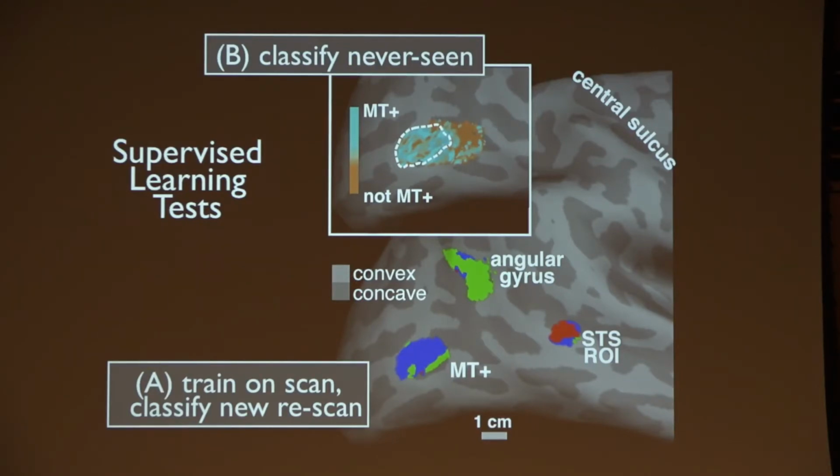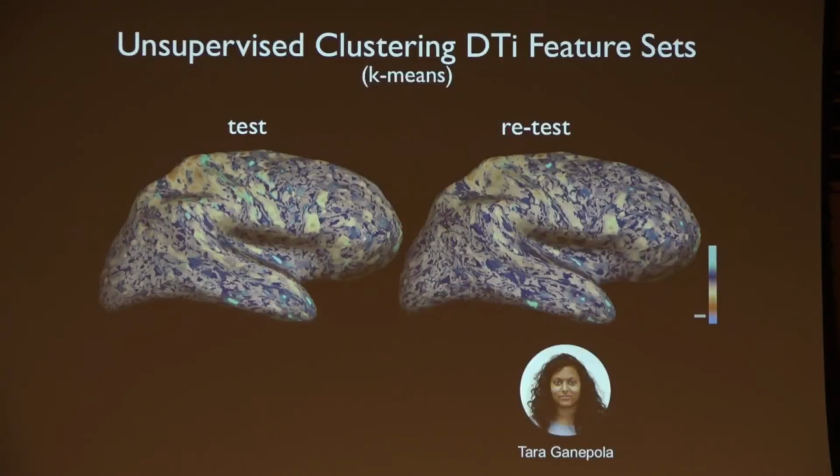But you can also recognize never-seen areas. So train on MT plus, and distinguish that this is not MT plus, having never seen this data. But that's the supervised method. You can also use an unsupervised method. This is just k-means clustering of these diffusion features with no other constraints, no local area constraints or anything. And again, you can see test-retest reliability of this clustering.